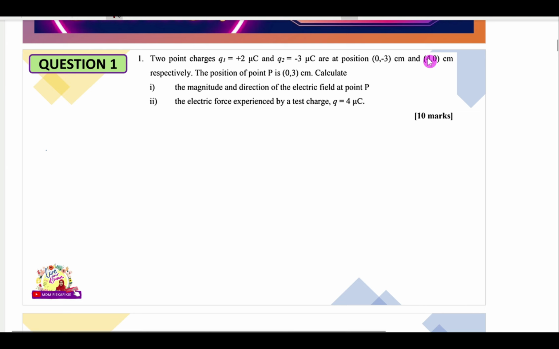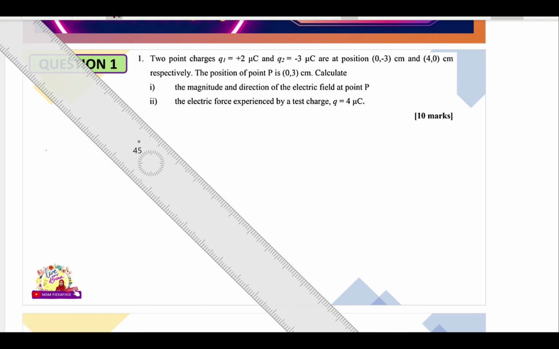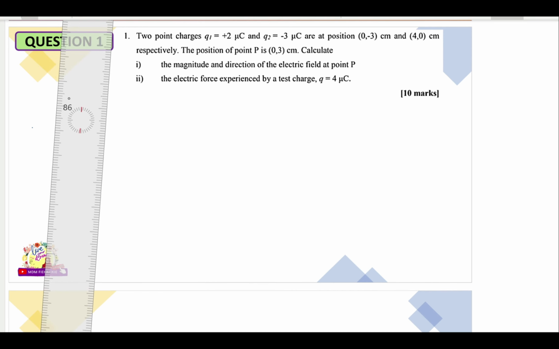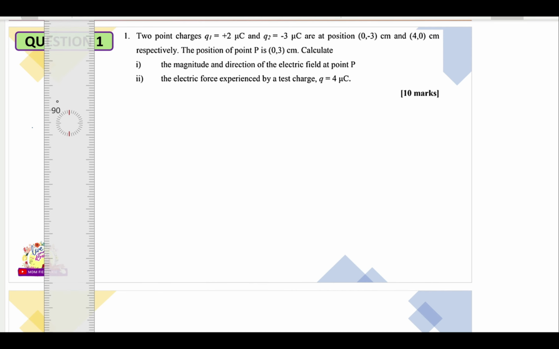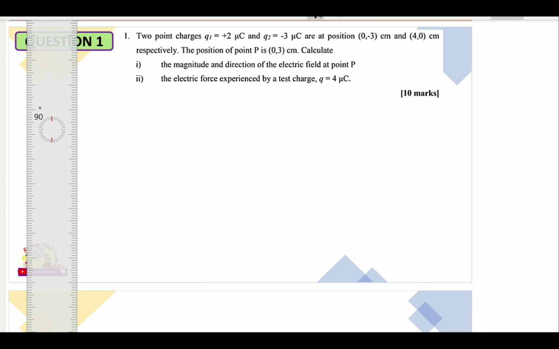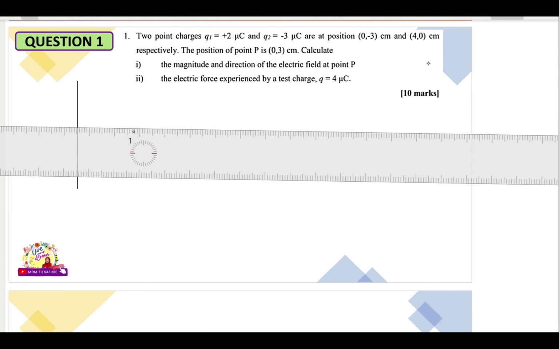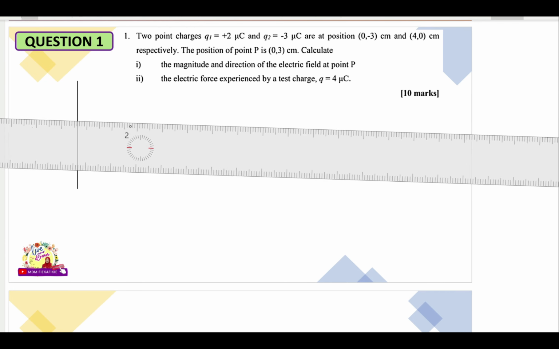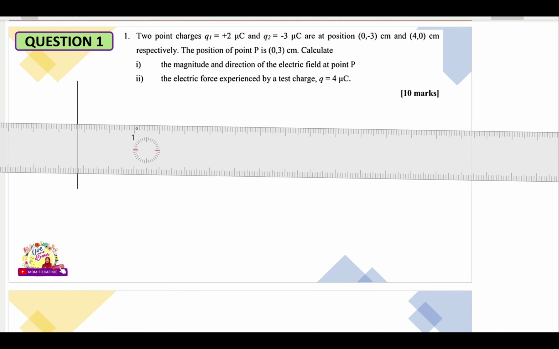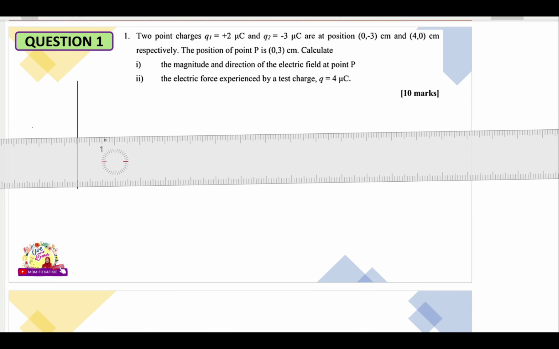First kali bila kita dapat soalan, apa yang paling penting adalah kita sketch dululah kita punya koordinat tadi. Okay, so kita ambil ruler sekejap. Okay, so we start with the y-axis first. So let's sketch the coordinate first. Okay, so this is the y-axis. And then we're going to have x-axis. Okay, so let's try to adjust. Okay, so let's say this is the x-axis.